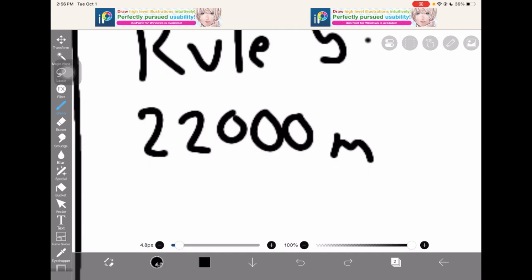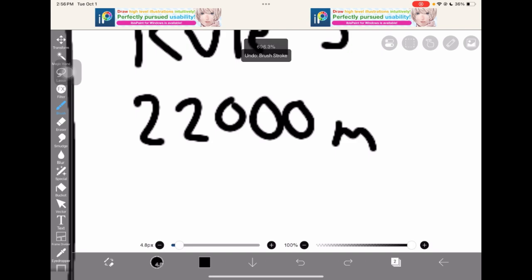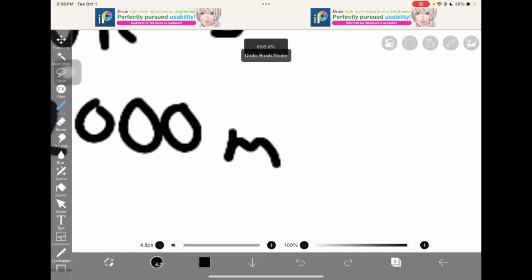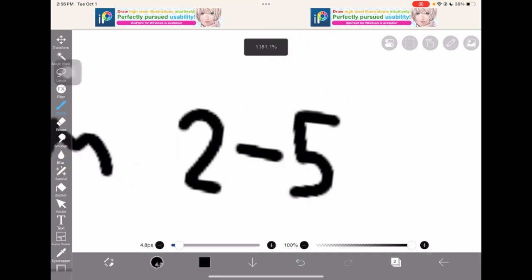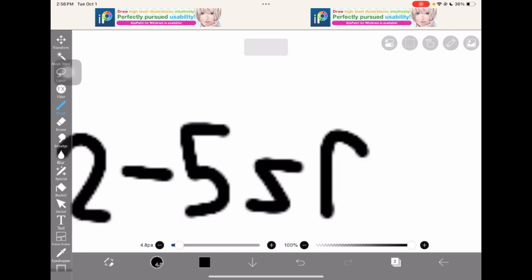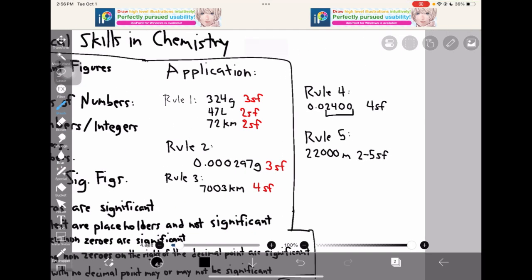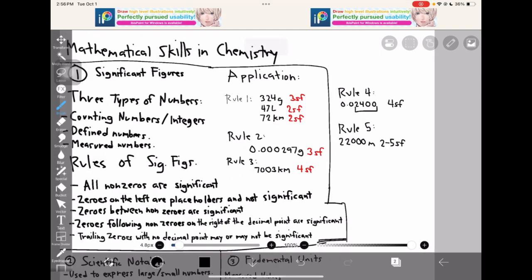So tens place, hundreds, thousands, 10,000s. So only 4. And then if it has hundreds place only, it's 3. Because hundreds, thousands, 10,000s. You get the point. So it can have 2 to 5 SFs. So that's significant figures. It's very self-explanatory, but it's important in our calculations later.